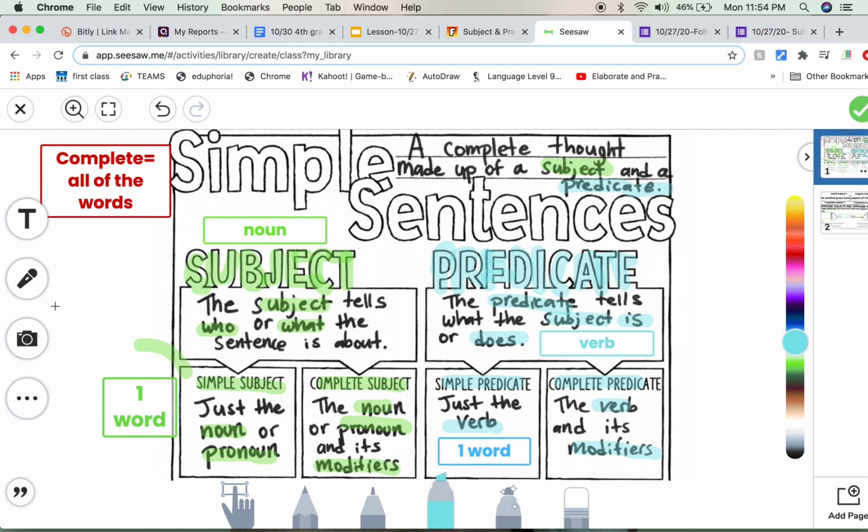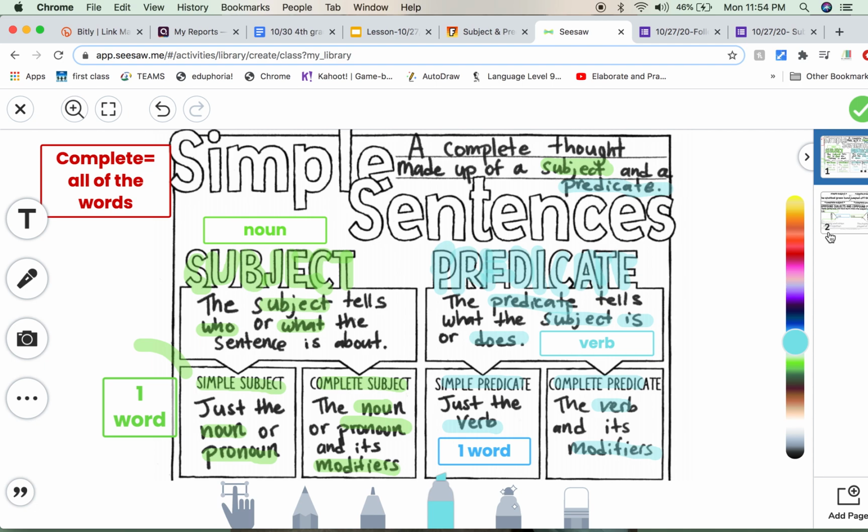So at this time, I want you to pause, and I want you to make sure that everything that I highlighted, you highlight. All the text boxes that I've added, you type in the words, and please make sure that you write what I write and you highlight what I highlight. At this time, please pause and complete page 1 of the notes.